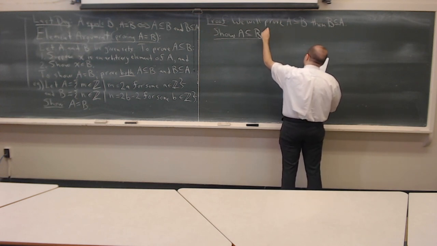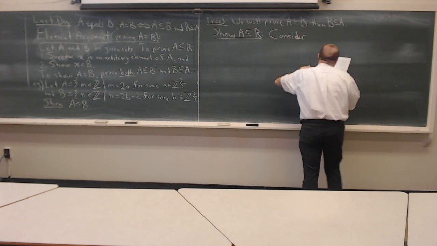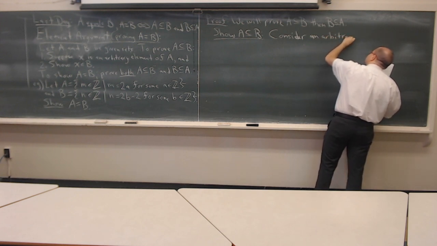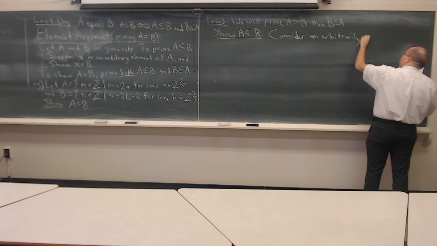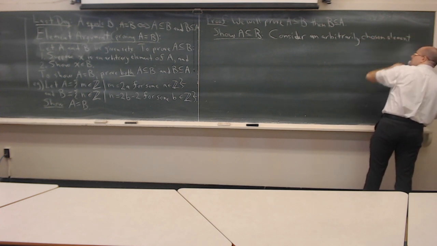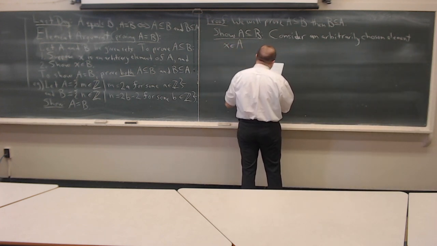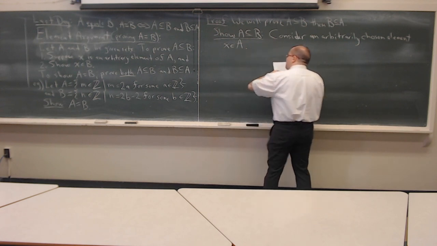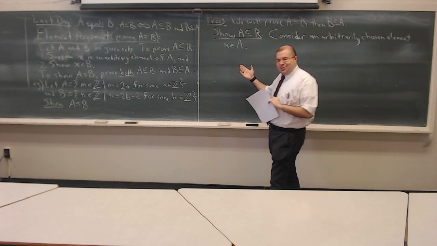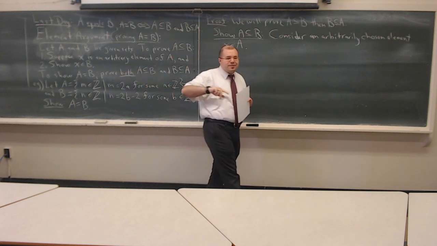It's just a variable. So I'm just going to say, consider an arbitrarily chosen element x in A. Now, I've considered the first step, right? That's pretty straightforward. But number two does not seem very clear to us, right?